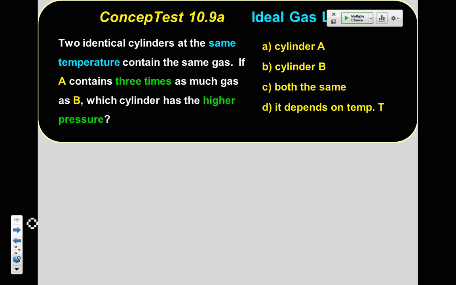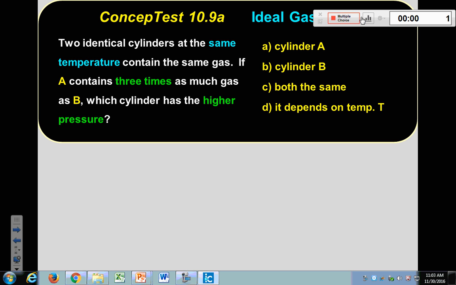All right. Two identical containers are at the same temperature and contain the same type of gas. If A contains 3 times as much gas as B, which has the higher pressure? Think about your ideal gas law, and as I change one variable, how does that change the other variable? In this case, I'm looking at the pressure. I want to know which has the higher pressure.